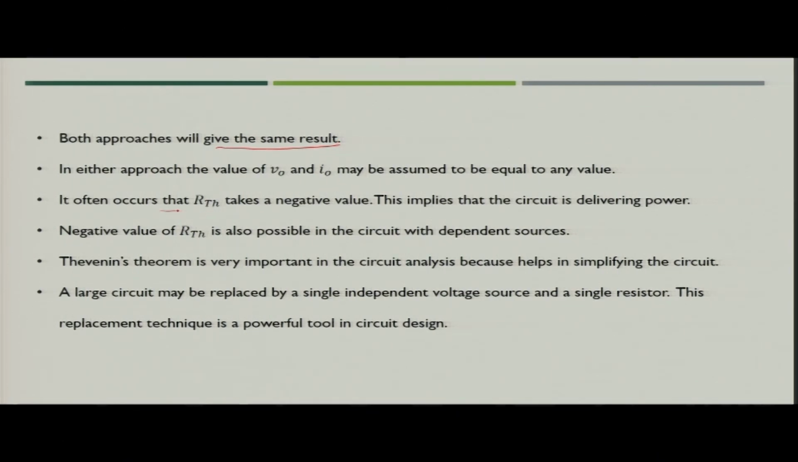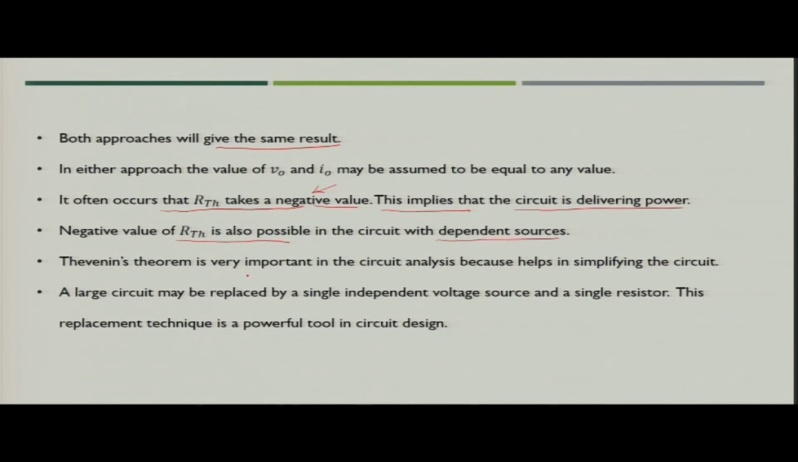Now, it often occurs that the RTH which you calculate will become negative. It implies that the circuit is delivering power. So, you need not worry whether your solution is correct or not if your RTH is negative. Sometimes RTH would be negative, and it is also possible when the circuit has dependent sources.